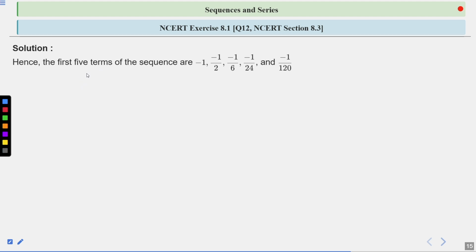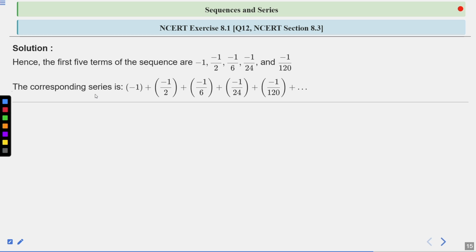Hence, our first 5 terms of the given sequence are simply minus 1, minus half, minus 1 by 6, minus 1 by 24, and minus 1 by 120. And if you have to write the corresponding series, it will be very simple. Just add all the terms you have got. So minus 1 plus minus half plus minus 1 by 6 plus minus 1 by 24 plus minus 1 by 120 plus so on. Simple. Moving to next.